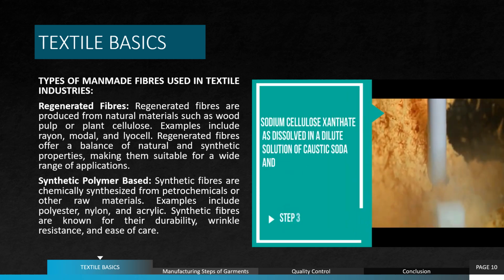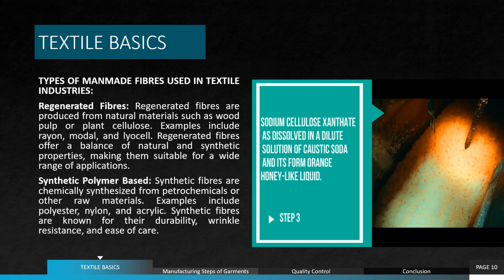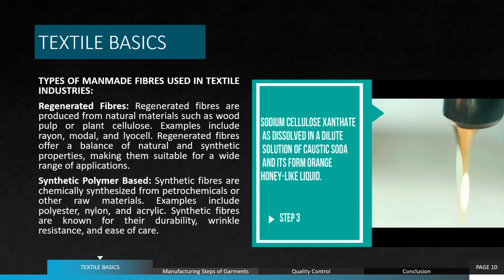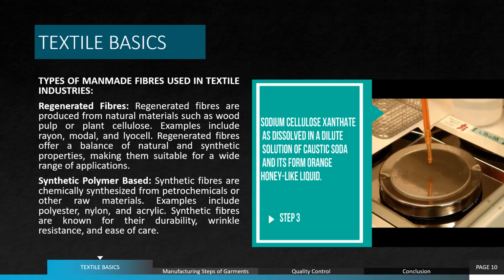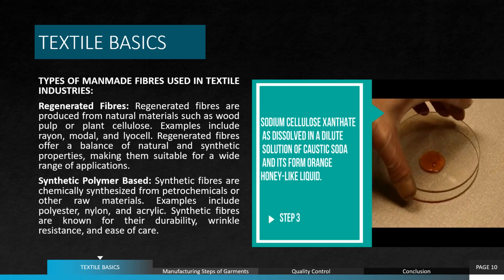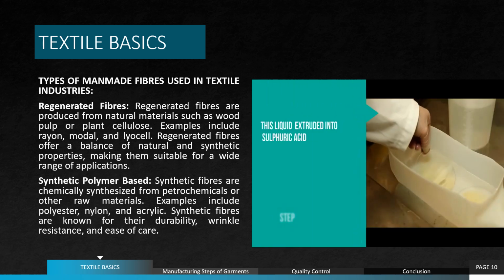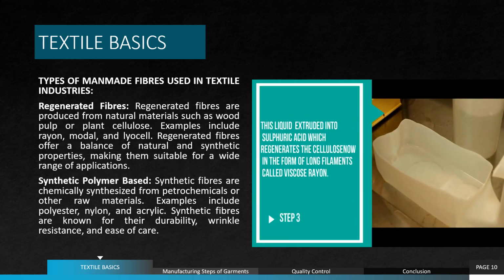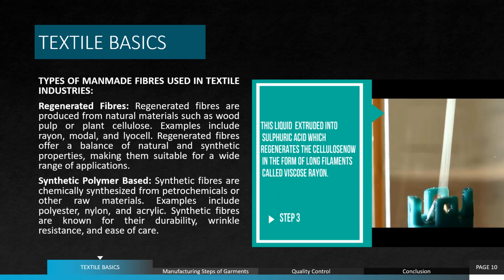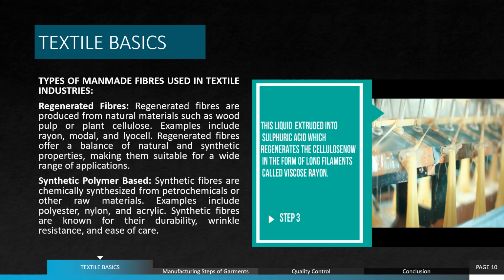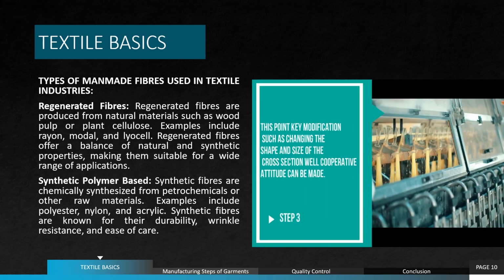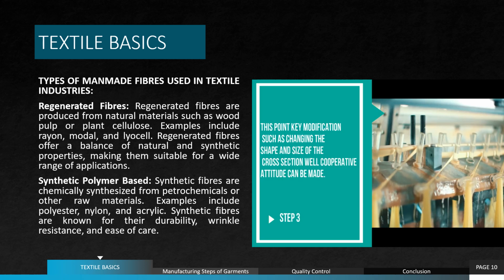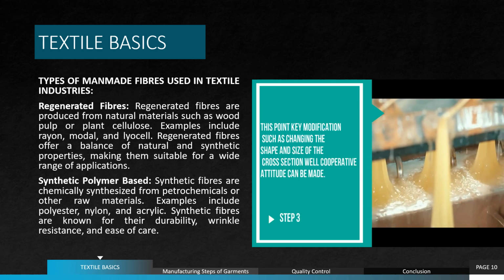3. Sodium cellulose xanthate is dissolved in a dilute solution of caustic soda and it forms an orange, honey-like liquid. 4. This liquid is extruded into sulfuric acid, which regenerates the cellulose, now in the form of long filaments called viscose rayon. At this point, key modifications such as changing the shape and size of the cross-section can be made.